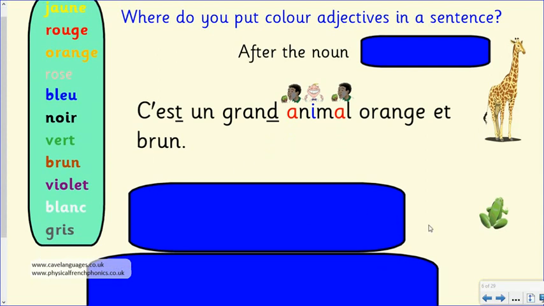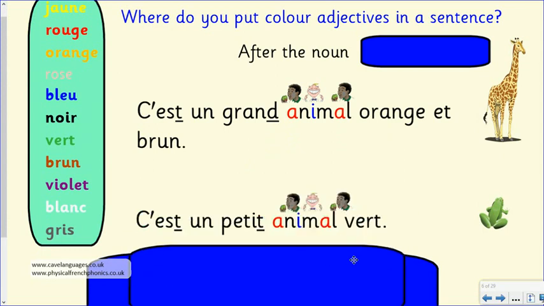How would you say it's a small green animal? C'est un petit animal vert. Can you read that out? C'est un petit animal vert.